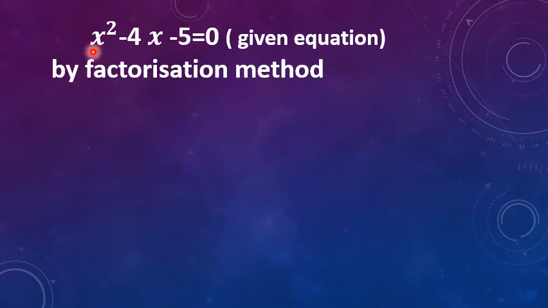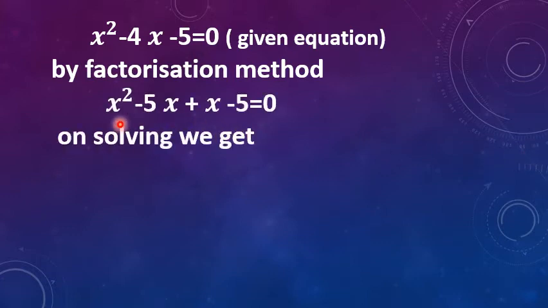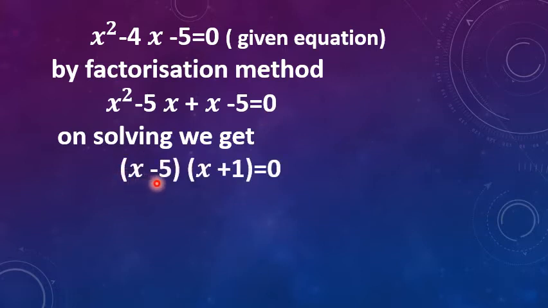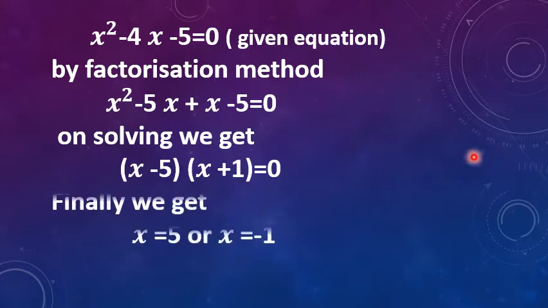So our previous quadratic equation is x square minus 4x minus 5 equals 0. On applying the factorization method, we get x square minus 5x plus x minus 5 equals 0. On solving, we get the factors x minus 5 and x plus 1 equals 0. So finally we get the value of x equals 5 or x equals minus 1, which are the required roots of the given quadratic equation.